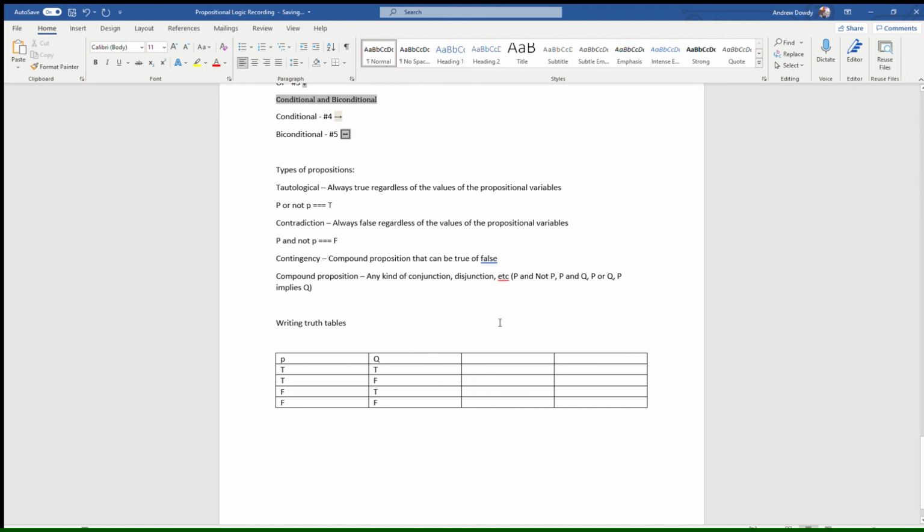The next thing is that if you're given something like P and not Q, don't skip columns. Before you get to P and not Q, do not Q. You have to do every column. Otherwise, your truth table is not going to be considered complete.